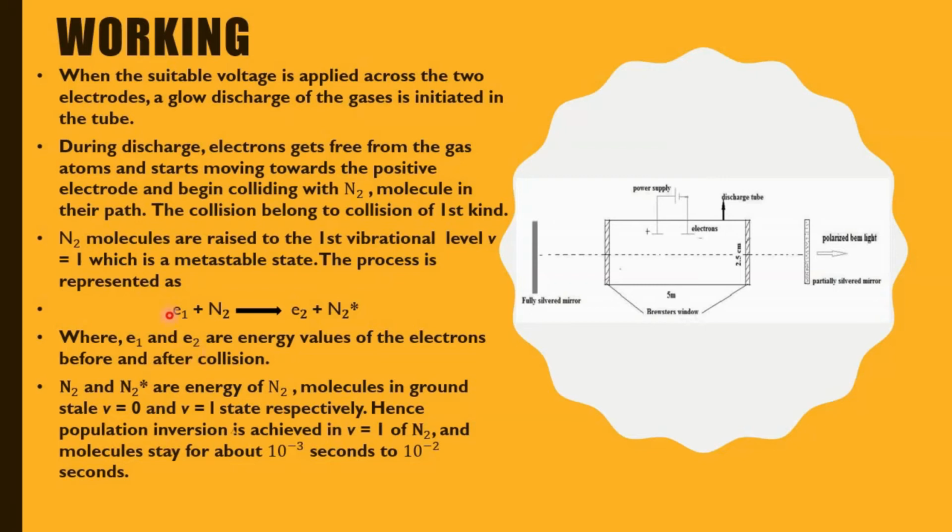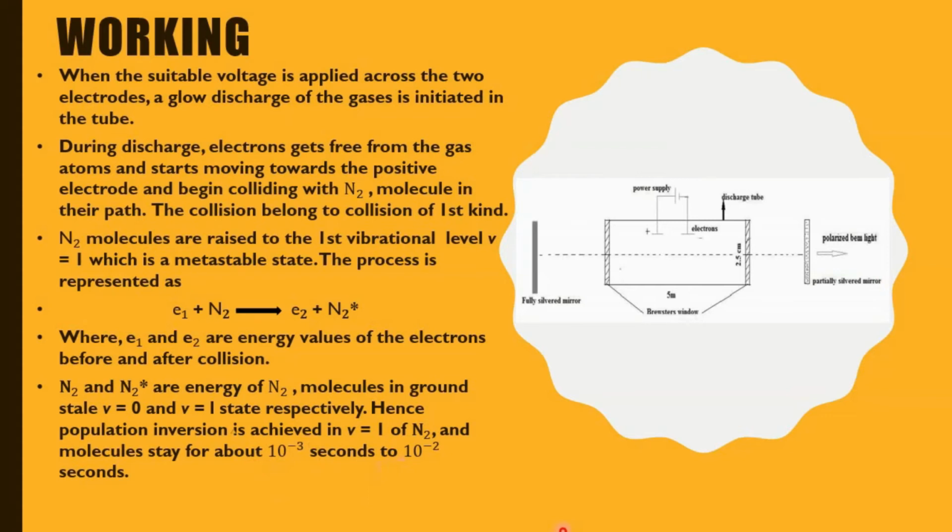So one is the form when it was in the V equal to 0 state and the other when it was in the V equal to 1 state. Hence population inversion is achieved in V equal to 1 of N2. So you need to remember that population inversion is achieved at V equal to 1 for the nitrogen molecule, and the molecules stay there for about 10 to the power minus 3 seconds to 10 to the power minus 2 seconds. So this is the first half of our working.